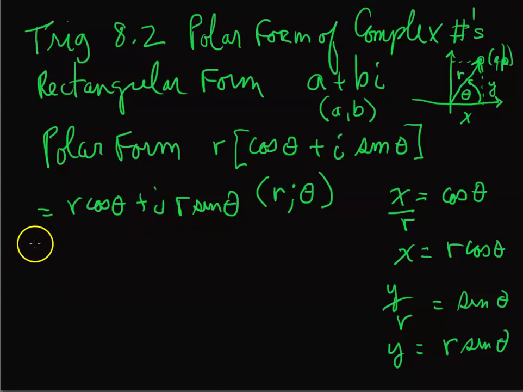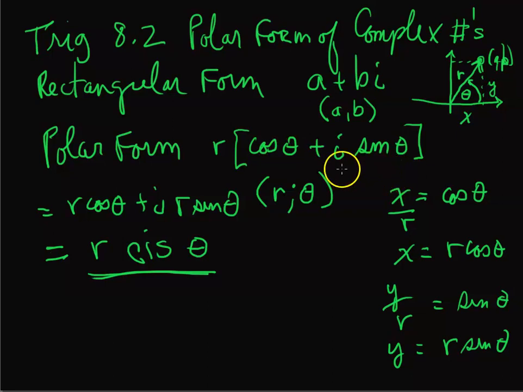Now there's a shortcut for this. The reason we put the r outside is so that you can write this shortcut, r cis, C-I-S, and this stands for cosine i sine, and then the angle is here. So you get the r and the theta and cis in between. That's the cosine i sine, and then theta. So this is the shorthand. Probably use that a lot because this is a really long thing to write.